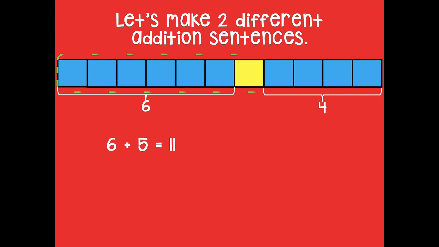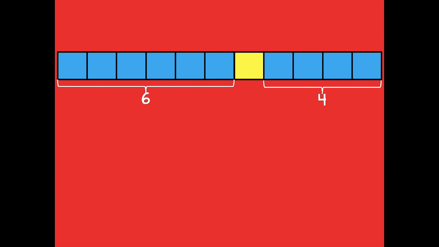Then if I want to look on this side, now I want to group these ones together. So I have my 4 on its own and I'm grouping the 6 and the 1 and that makes 7. So 7 plus 4 equals 11. So these are 2 different addition sentences that we could write that model this set of cubes. Now, check this out. I'm going to get real crazy and say that 6 plus 5 equals 7 plus 4. Ooh, that's pretty cool, right? Okay, so let's talk about that a little bit more.